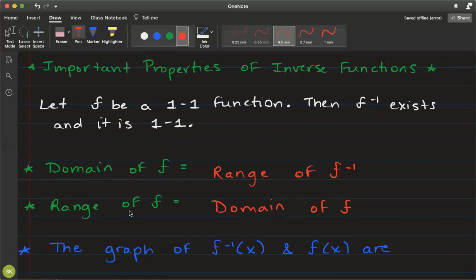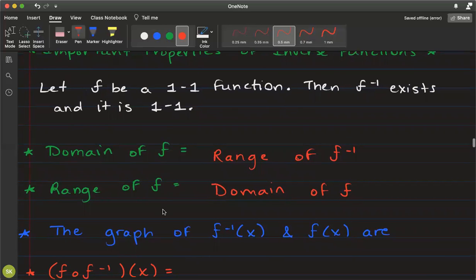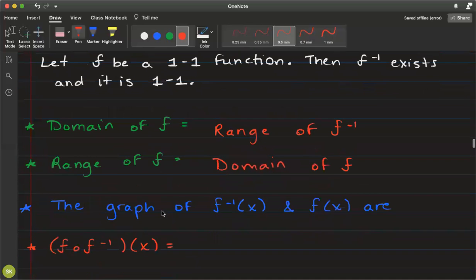However, if you knew the equation for the function of the inverse, and you knew what the domain of that was, well, then you could give me the range of the original function. And that's something we're going to see a little bit later. Okay, so we talked about the domain and the range.